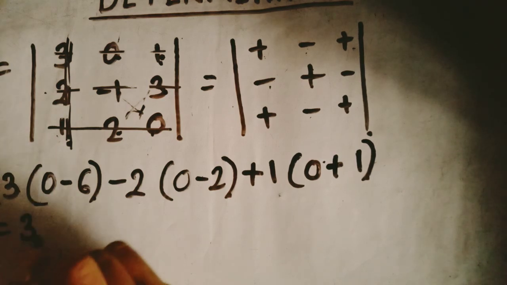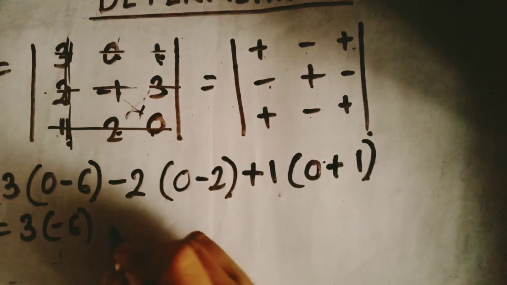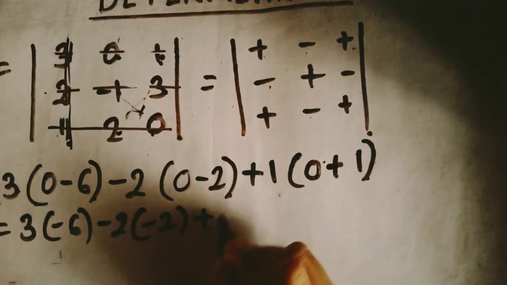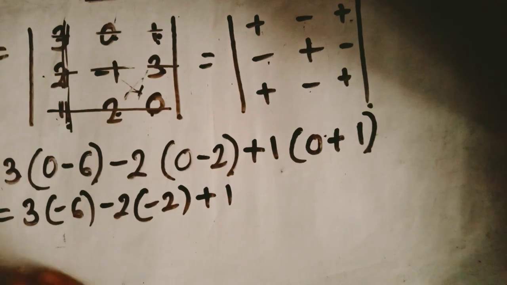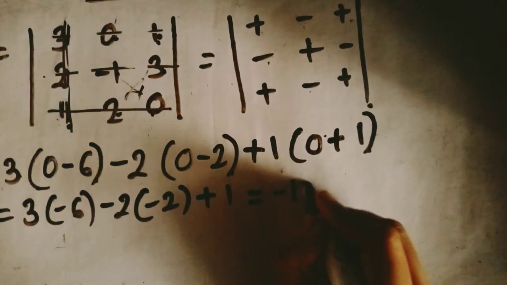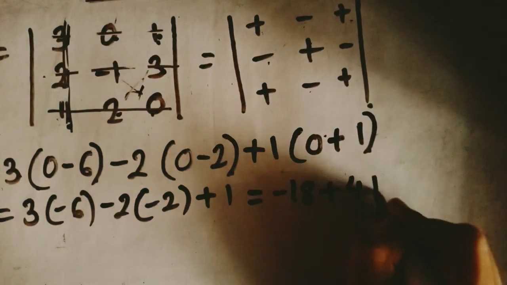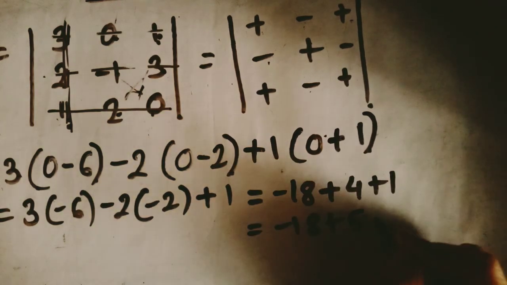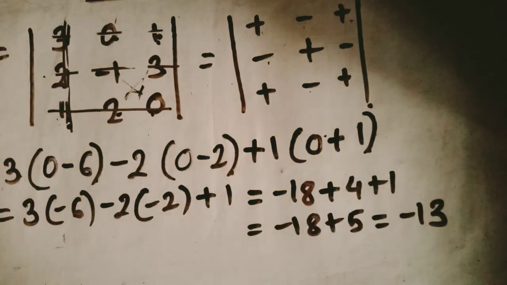Okay. So 3 into minus 6, minus 2 into minus 2, and 1. So this is minus 18 plus 4 plus 1. So minus 18 plus 5, so it is minus 30. This is the answer of the determinant.